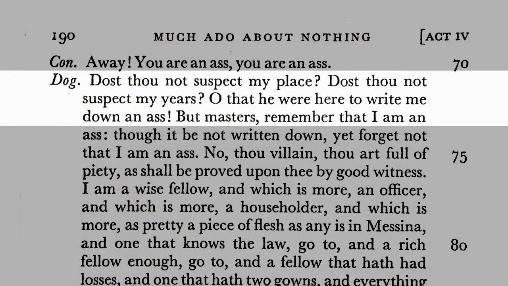Moving on, malaprops. Shakespeare was famous for malaprops. A malaprop is a mistaken use of a word in place of a similar sounding one. The example I like to use is Dogberry, and he says, "Dost thou not suspect my place? Dost thou not suspect my years? Oh, that he were here to write me down an ass."